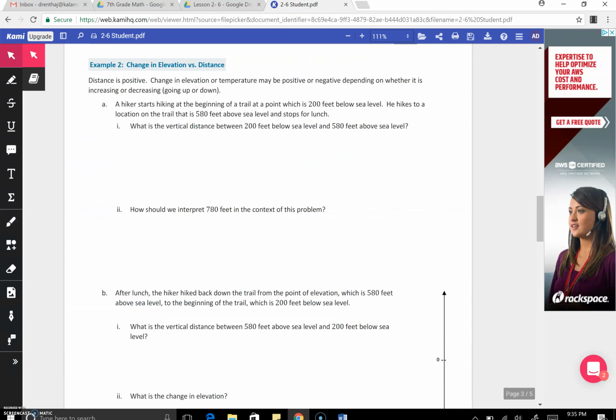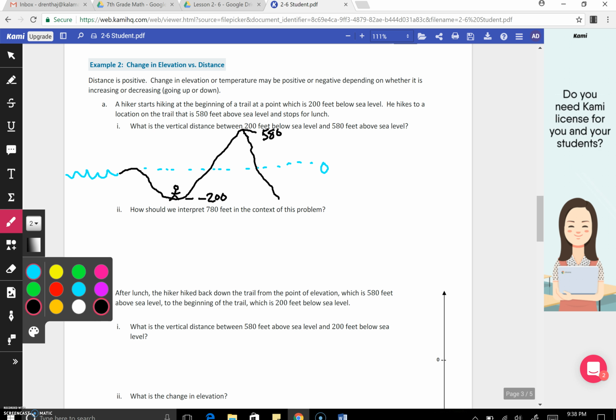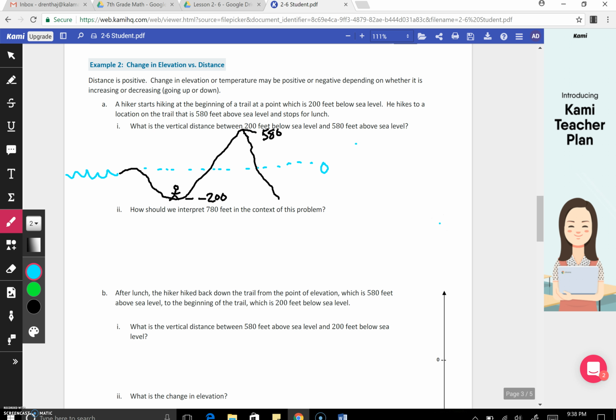Running out of time on this video, so we're going to jump to example 2 where it says change in elevation versus distance. We're going to read that one, and then I will hit play on this and you will see that problem worked out. So let's read it. Alright, so if we look at where the hiker starts, he's starting at -200 because it's 200 feet below sea level. So I'm going to write down -200. He is going up to 580 feet above sea level, so we want the distance between those. Remember, to find the distance between, we're always going to subtract. And that number is +580 because it's above sea level.